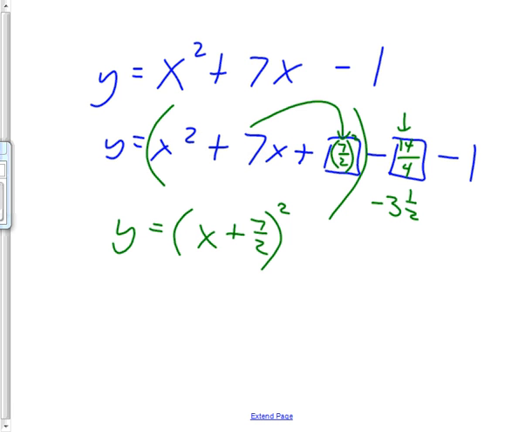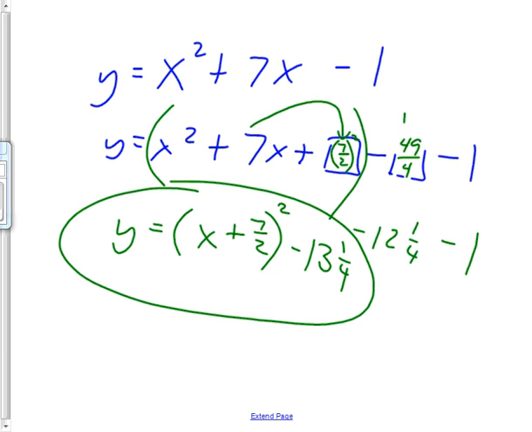Oh, it's not 14, it's 49. Sorry. Okay, then 49 fourths. Ooh, that's kind of ugly. 11 would be 44. 12 would be 48. Negative 12 and 1/4 minus 1. And that makes negative 13 and 1/4. There we go. See how they can get ugly? And they can get even uglier. But for today, that's as ugly as we're going to get.